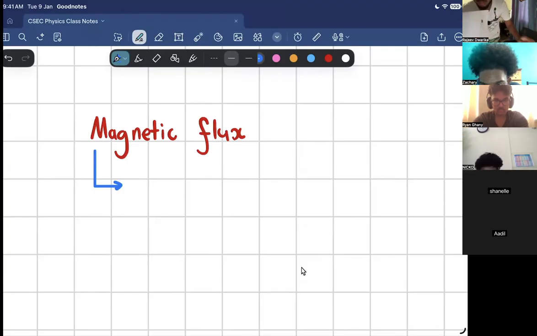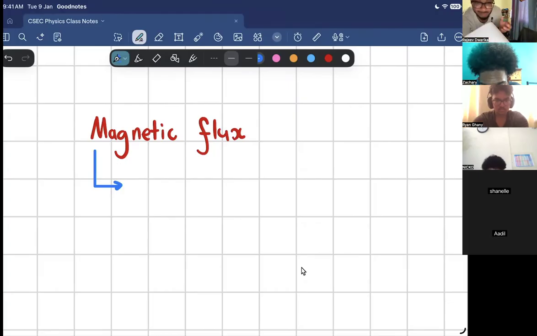Putting this here. Does the magnet still work? Yes, sir. Why is that, Chanel? Why does the magnet still work? Because it cuts through the paper. The paper is a 2D plane, right? It's a 2D shape, is it not? The paper. Yes, sir.